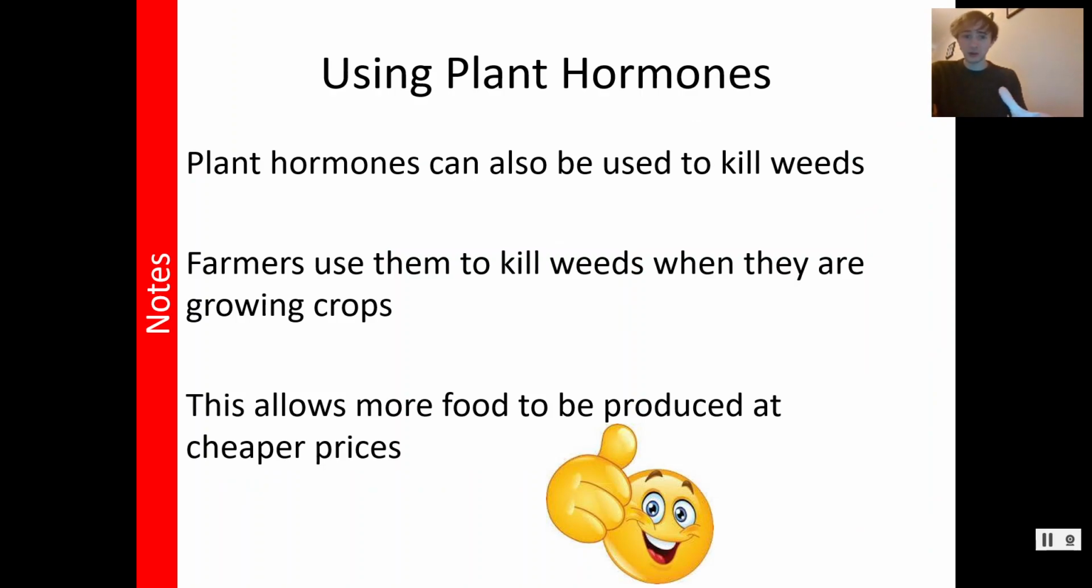So, positives of using plant hormones: you can use them to kill weeds, which allows you to grow more crops, and allows food to be produced at cheaper prices. That's kind of the key point. And also, in general gardening terms, it's nice to have a garden which isn't full of weeds, and these can be used for that. And then, negatives.